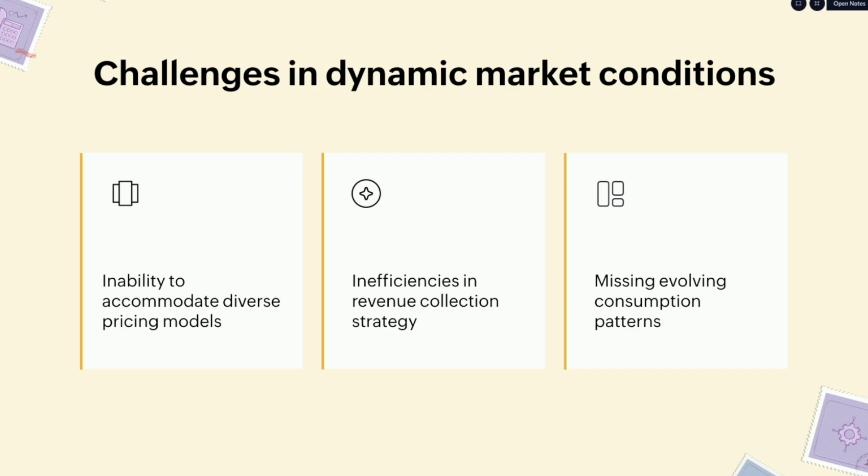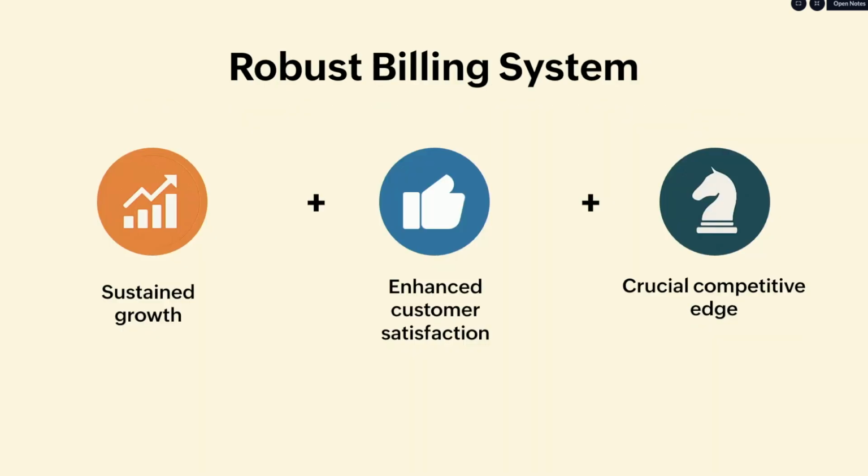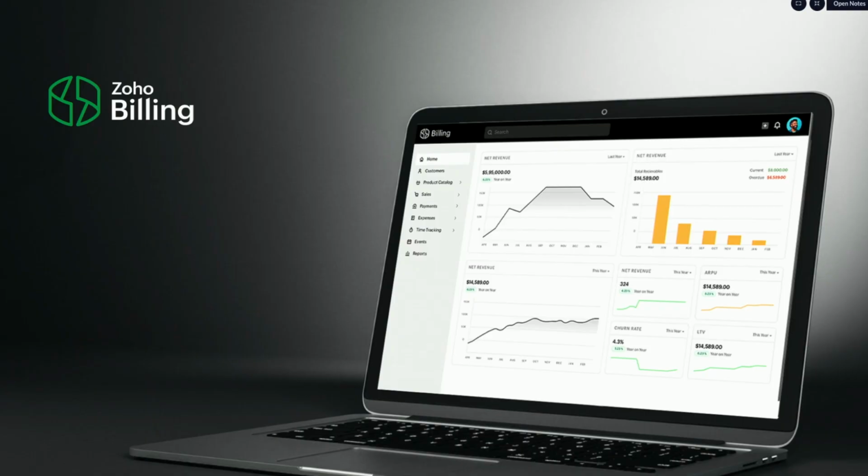If you want to incorporate a billing system that has everything, one that helps you adapt to multiple pricing models and launch quickly if you have new services, expand to multiple markets, increase operational efficiency between your services, and get meaningful metrics out of the system, then you would need a robust billing solution. A robust billing solution will help you grow sustainably and increase your retention by giving a good customer experience, and that in turn becomes a crucial competitive advantage for implementing multiple billing models. So that is where we come in, Zoho Billing.